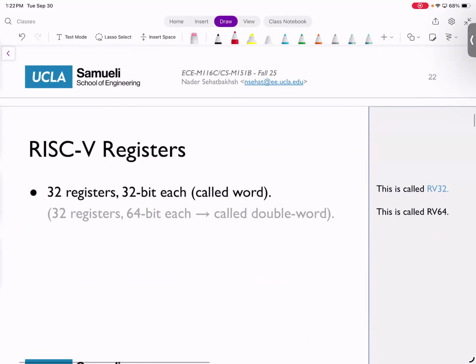Okay. In RISC-V, the terminology that we use is that generally we have 32 registers. Each one is 32-bit. A 32-bit width in RISC-V terminology is called a word. Okay, and if you have a 64-bit register, it's called a double word. So if you see the word "word", it means that it's 32-bit. If it's "double word", it's 64-bit. As I said, we are focusing on RV32, but there exists the RV64 version. RV64 is still 32 registers, but each one is 64-bit wide.